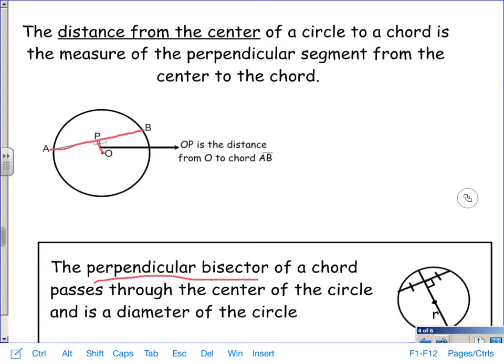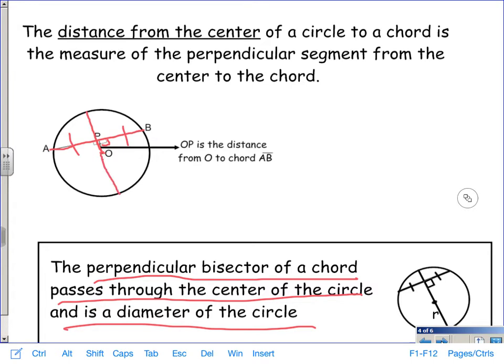Now the perpendicular bisector of a chord passes through the center of the circle and is the diameter of the circle. So what they're saying is if you continued on, the measure from the center of the circle to the chord is going to land in the center of AB, in the midpoint, creating a right angle, and it's going to bisect the segment as well. So that means we have a perpendicular bisector. And if we continued on in the opposite direction, we would have a diameter for the circle as well.